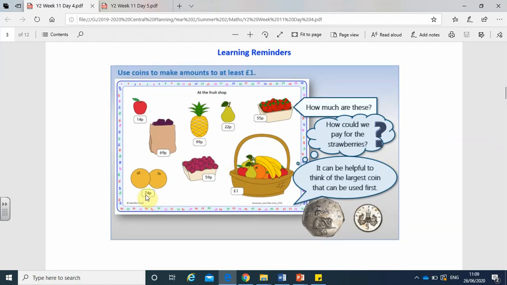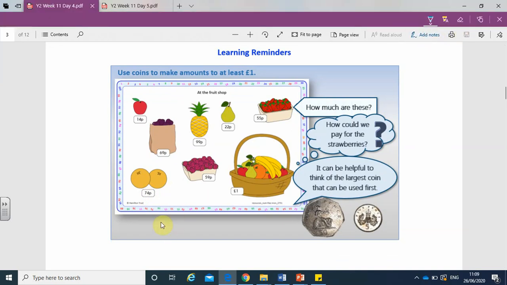Okay, so to make 74 pence, I would ask, what do I need to make that 74 pence? My strategy is to always start with the biggest coin possible. That's what I like to do. So do I have a 74 pence coin? No. Do I have a 70 pence coin? No. 60? No. 50? Yes. So for this one, I would start with a 50 pence coin.